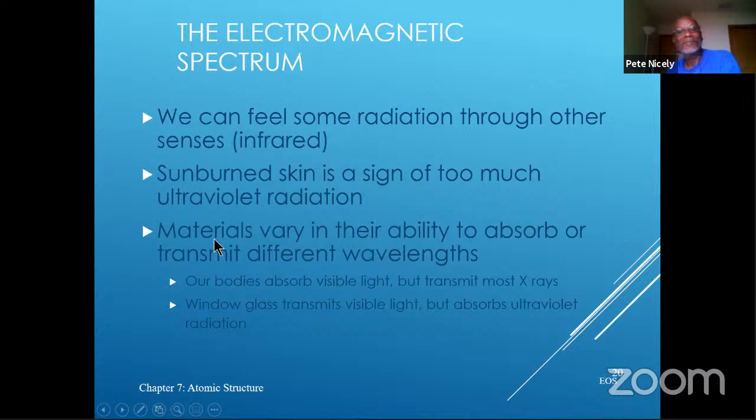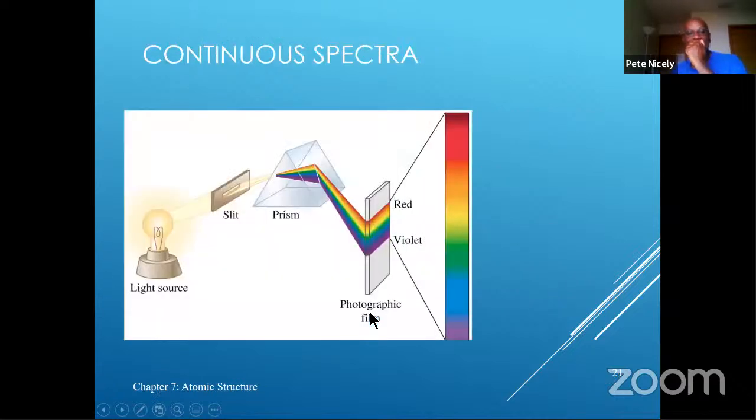If you have a substance in your skin known as melanin, then you're less likely to experience a sunburn. There are some materials that vary in their ability to absorb or transmit different forms of radiation based on their wavelengths or frequency. So for example, our bodies absorb visible light, but transmit most X-rays. And window glass transmits visible light, but absorbs ultraviolet radiation. Okay, let me just describe what's happening here first, and then I want to look at a couple of examples based on the formula that we were just introduced to. So we can obtain the continuous spectrum from a white light source, right?